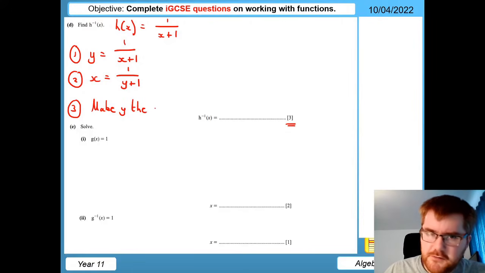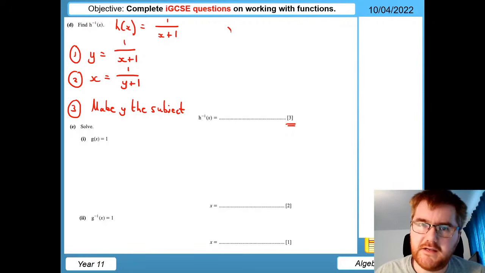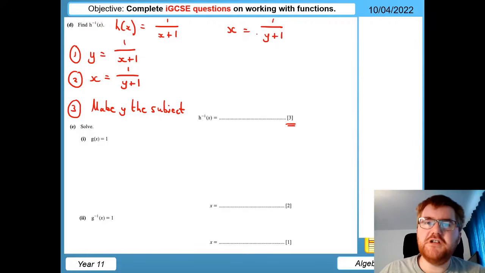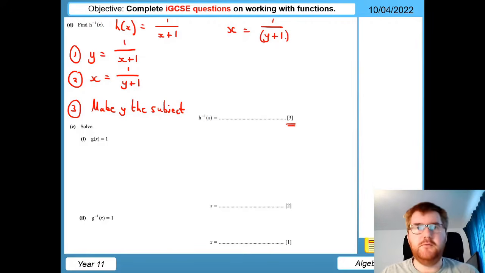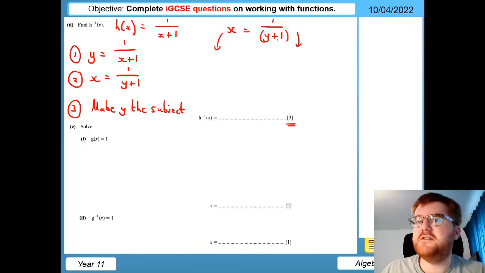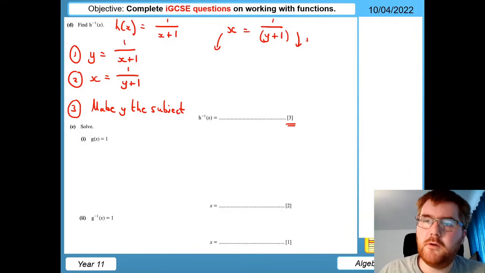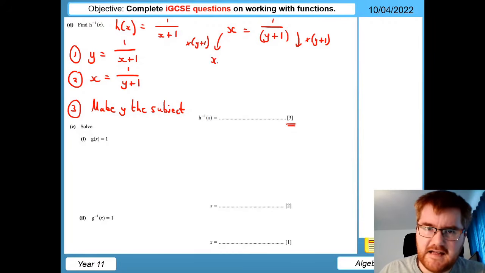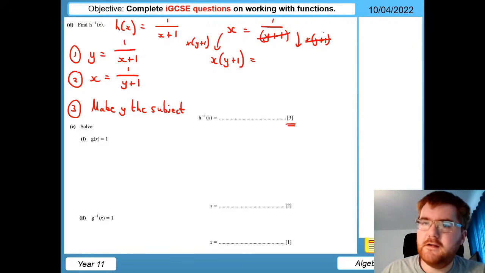Now this time I'm not going to flip the equation, and this will become clear as we go through the working. So x is equal to 1 over y plus 1. Generally, fractions we do not like when we're solving equations, so let's get rid of that as quickly as possible. So what's the opposite of dividing by y plus 1? Well, we want to multiply by y plus 1 on both sides of the equation. That gives us x lots of y plus 1. Now this cancels, which is very helpful, and we're just left with the numerator here, which is 1.